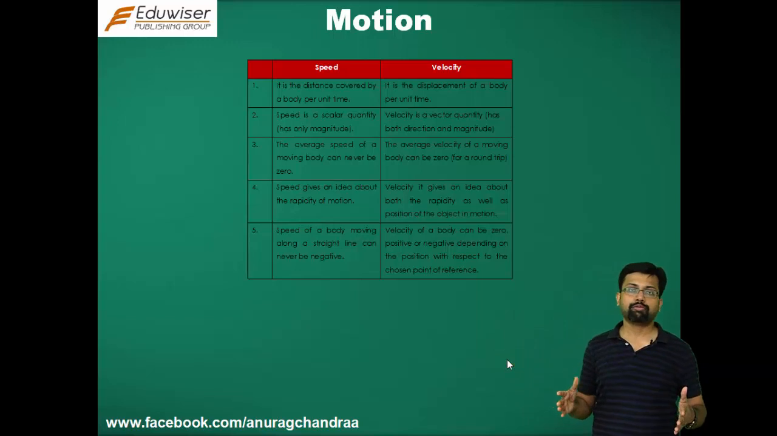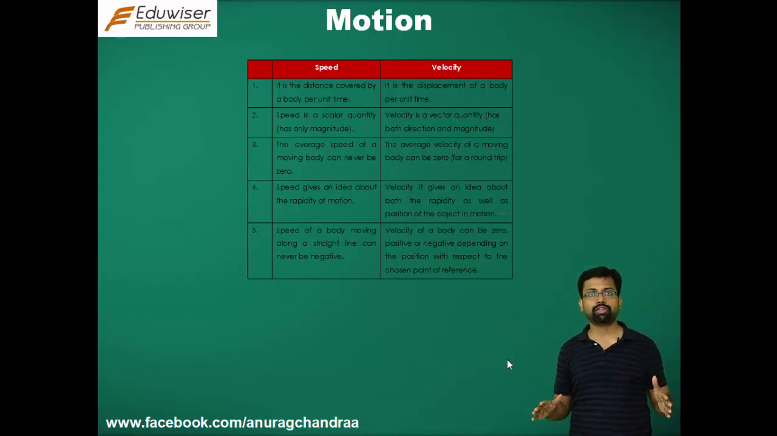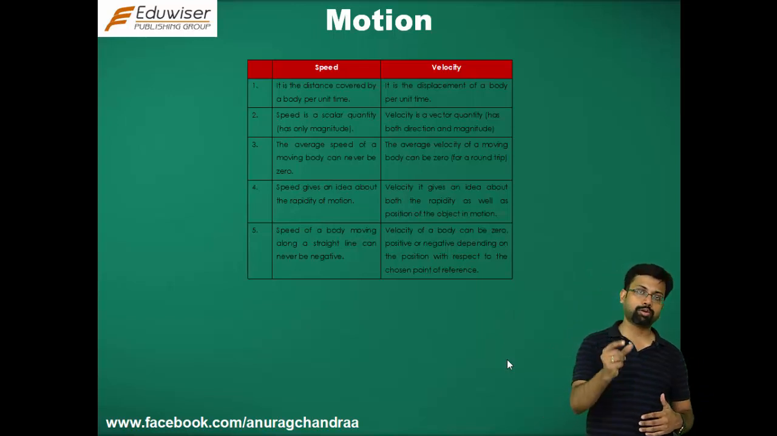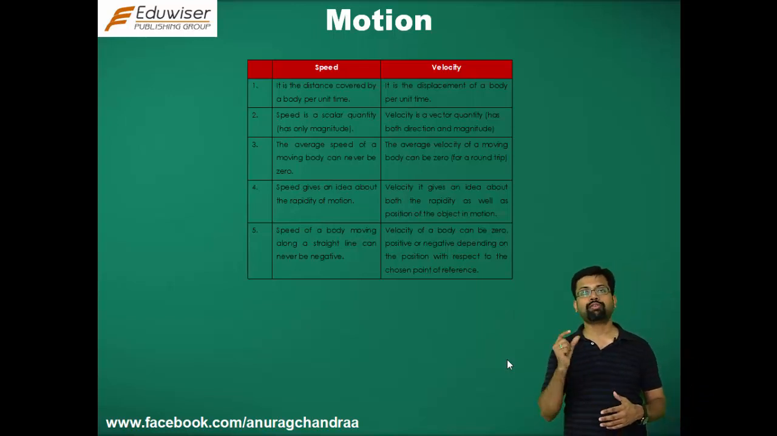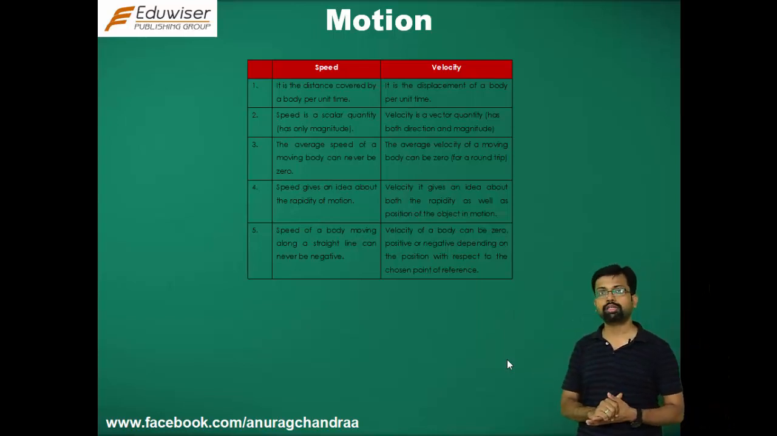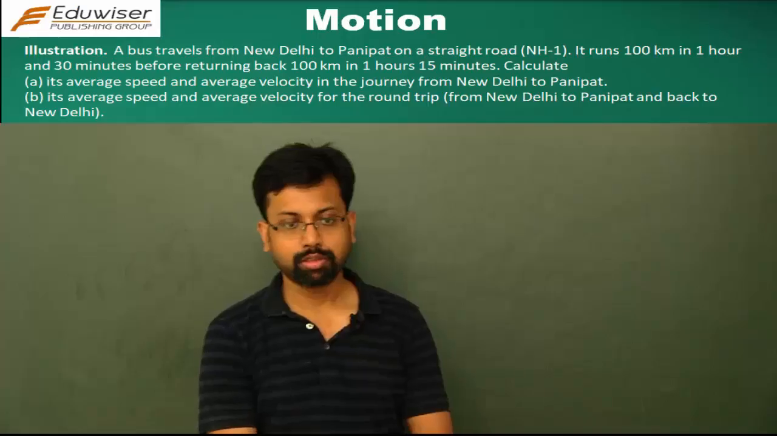Speed can never be negative because there is no sense of direction involved here, it's just the magnitude, and the distance can either be 0 when the body is at rest, or it could be a finite value greater than 0. So these are the basic differences between speed and velocity.